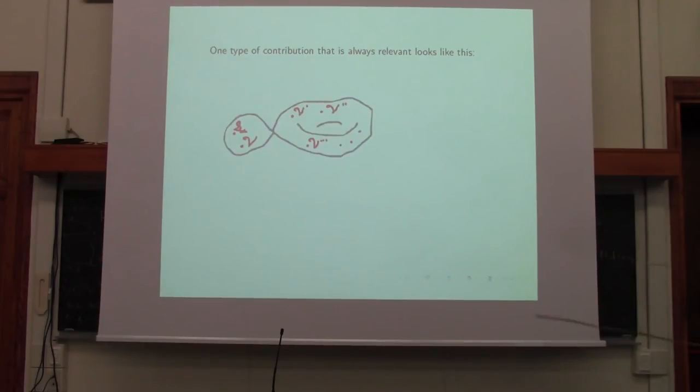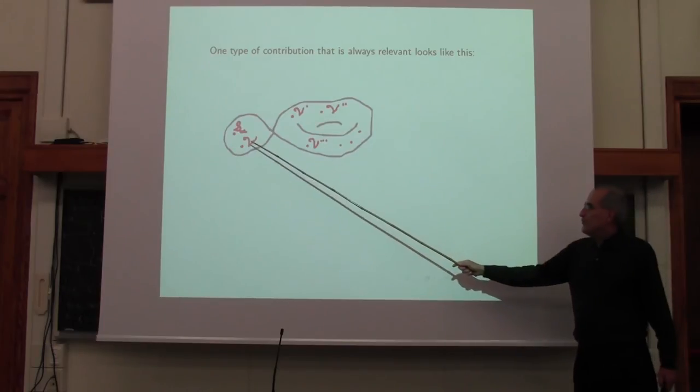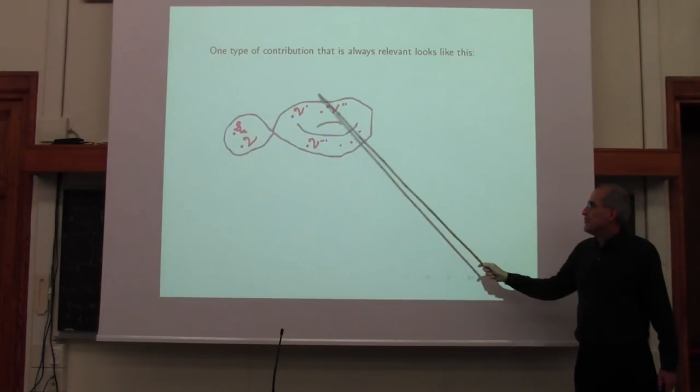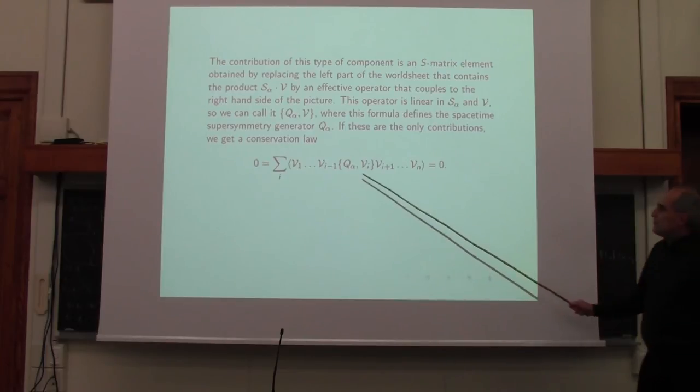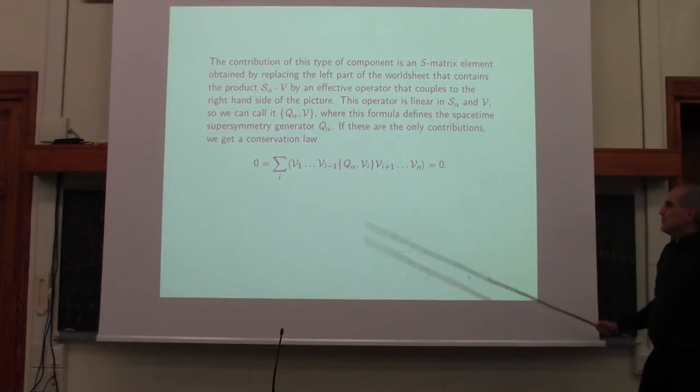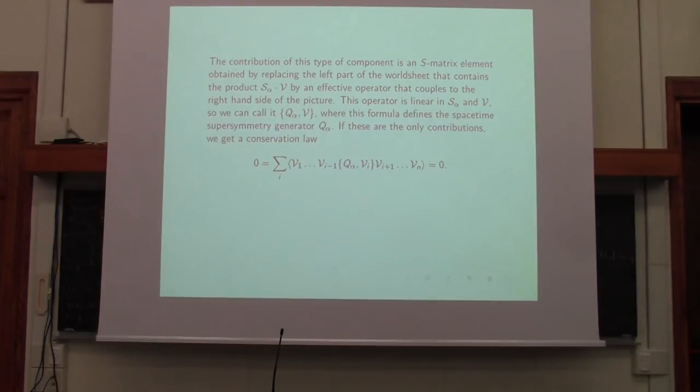And if contributions of this kind are the only ones in the sum over the many vertex operators that appear here, then we get a Ward identity that says zero is a sum of terms in each of which Q alpha acts on one of the vertex operators. So that's the standard form of a Ward identity for space-time supersymmetry. The usual way to describe this formula would be to say that the S matrix is invariant under space-time supersymmetry. That formula would represent space-time supersymmetry of the S matrix.